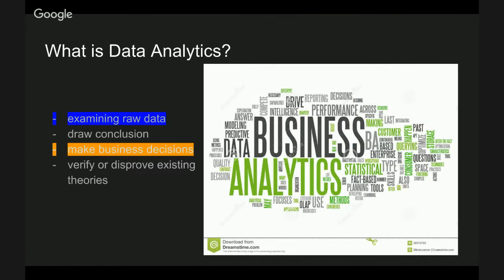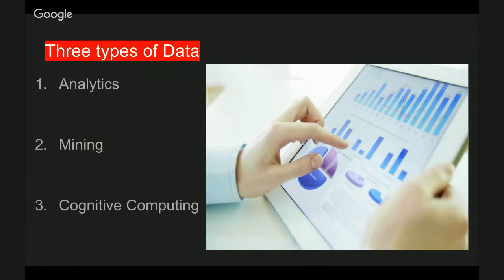Data analytics is the science of examining raw data with the purpose of collecting information and drawing conclusions from this data. It is widely used in many industries to allow organizations and companies to make decisions and to verify or disprove existing models or theories. And there are three different types of data.